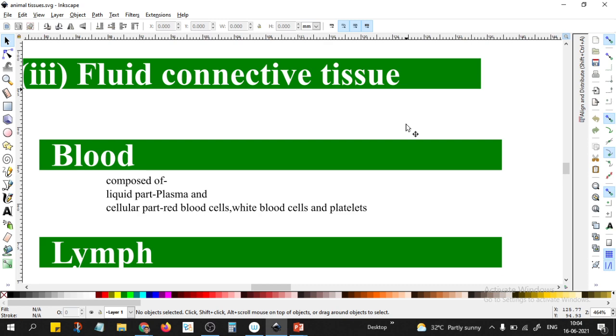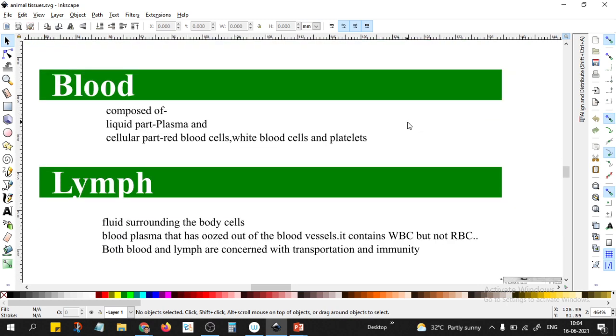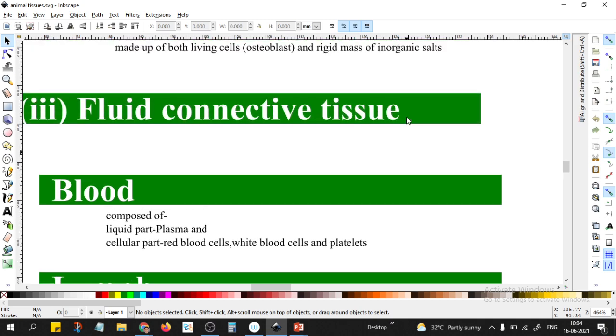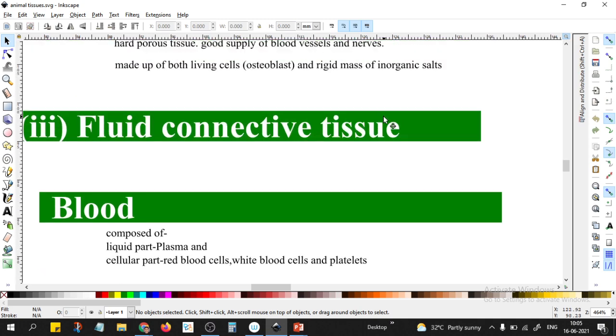The third type of connective tissue is the fluid connective tissue. So what is the difference between the blood and the lymph? Can anyone say? Lymph is the part which leaks out of the blood vessels. Correct. So composition wise, or something else, do blood and lymph circulate together?